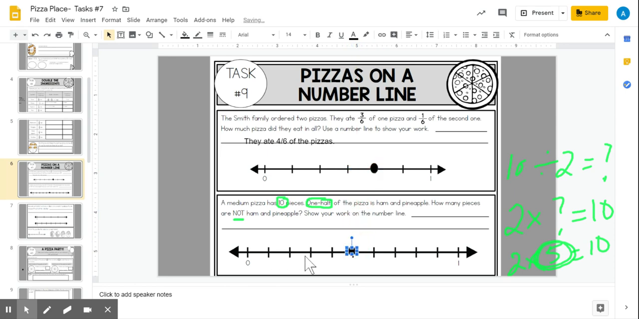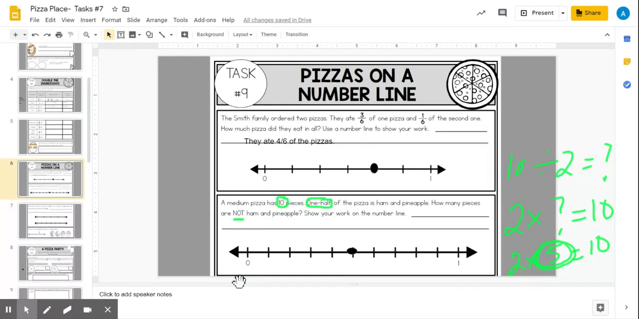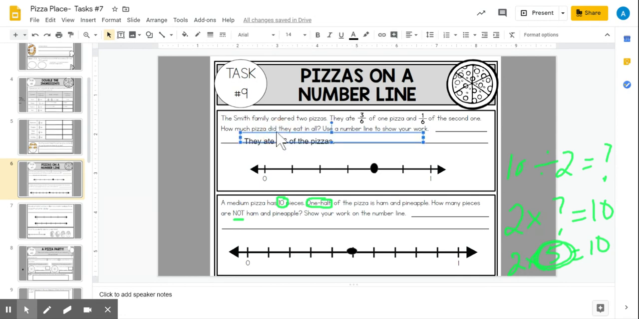So from here to here, that whole end is ham and pineapple. But we need to figure out what is not ham and pineapple. So we have to see this and what's left. Well, we can start here. 1, 2, 3, 4, 5. Well, if half of 10 is 5, that means the other half is not ham and pineapple. So we figured out that 5 of those pieces are not ham and pineapple.